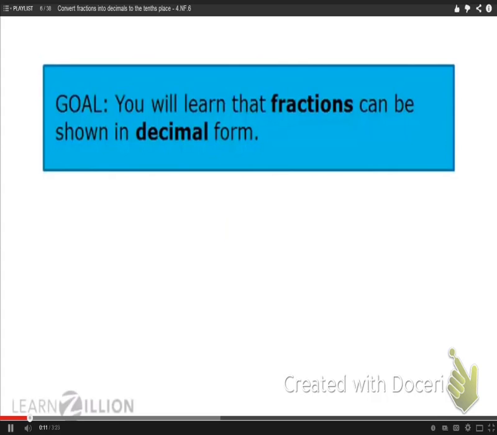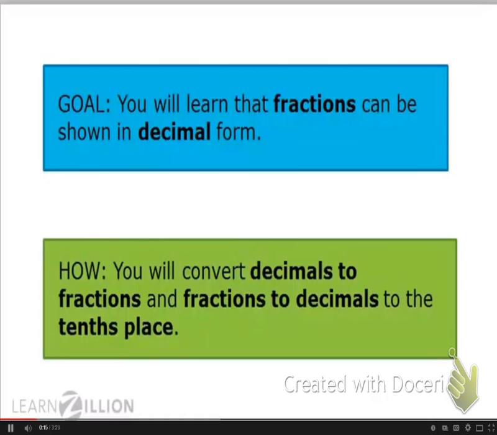In this lesson, you will learn that fractions can be shown in decimal form. How? You will convert decimals to fractions and fractions to decimals to the tenths place.